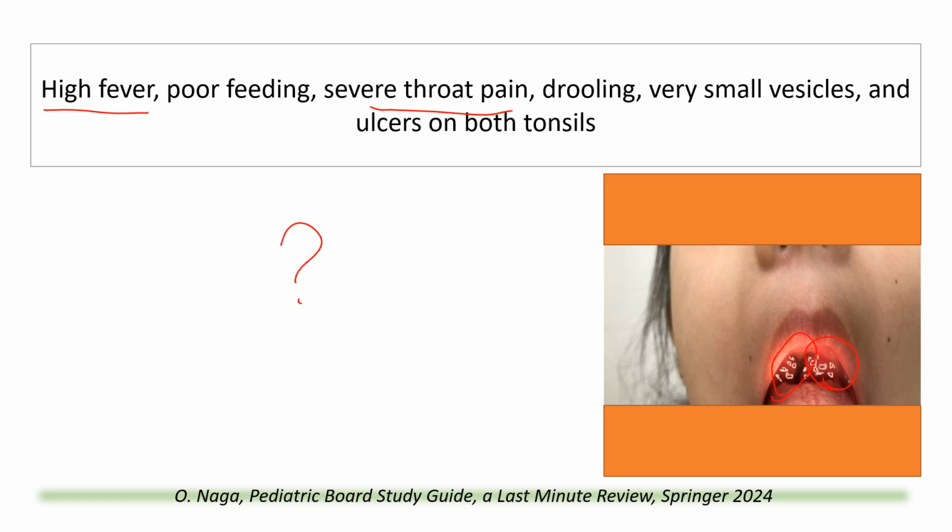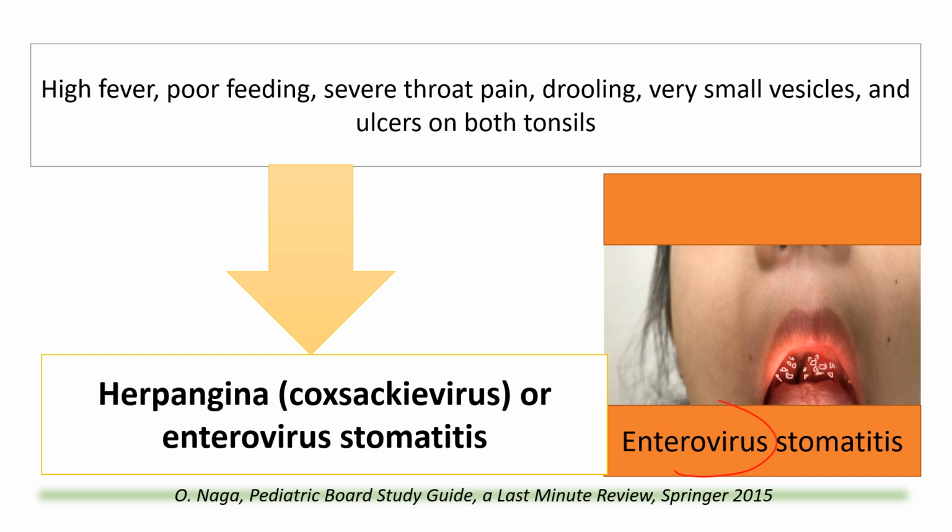High fever, poor feeding, severe throat pain in older children, drooling, very small vesicles, and ulcers in both tonsils. What is the most likely cause? This is an enterovirus infection causing stomatitis because of ulcers in the back of the throat. You may see herpangina in the choices, you may not, so be familiar with this name. This is enterovirus, subtypes coxsackievirus, so be familiar with all these names: herpangina, coxsackievirus infection, or enterovirus.